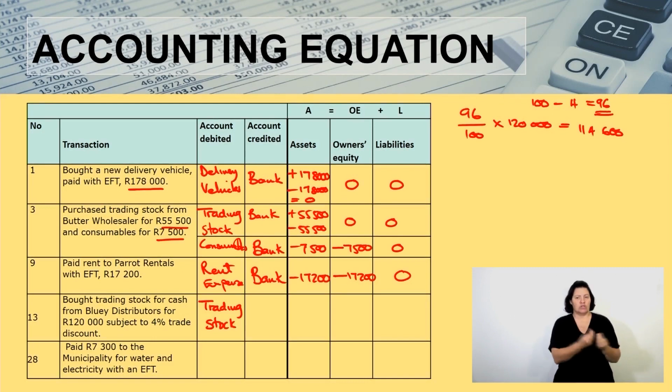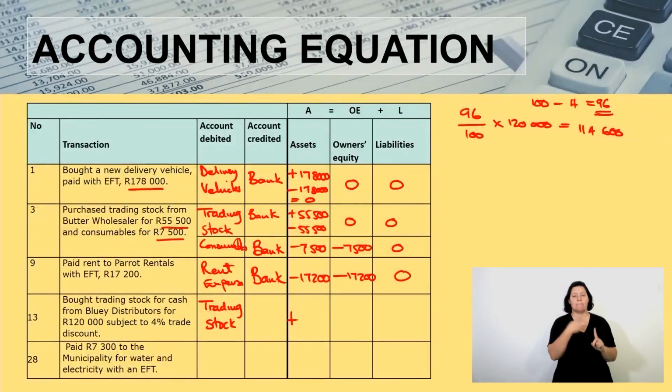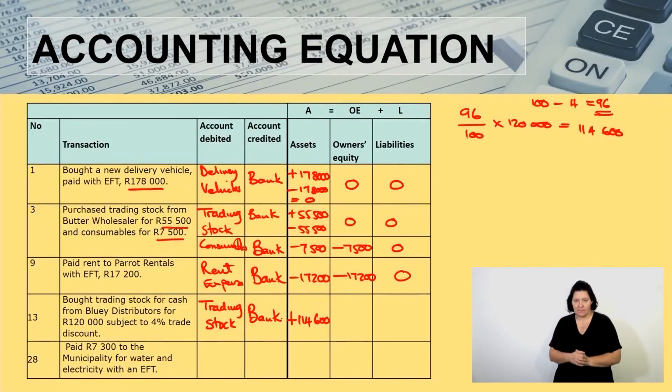So we're now going to say, if we bought trading stock, account debited, trading stock. Is trading stock an asset or a liability? Trading stock is an asset. So we're coming here to say plus 114,600. Account credited, remember we're paying, so account credited will be your bank. Once we are paying from the bank, we come to our assets again, and we say minus 114,600. Remember, the net effect will be 0. And then our owner's equity and liabilities, 0.